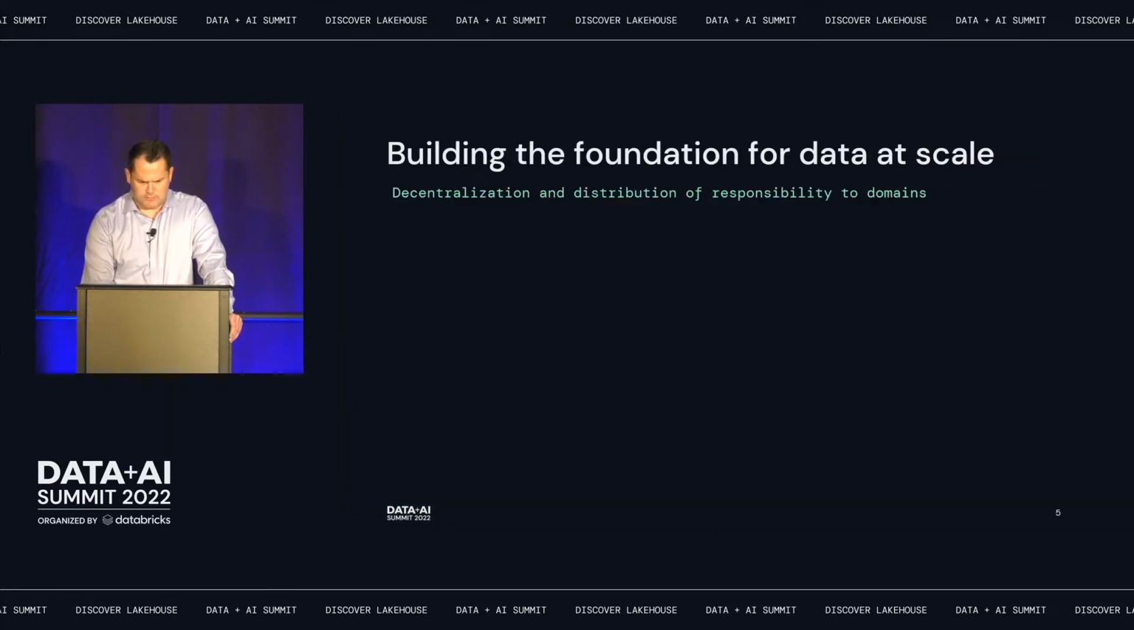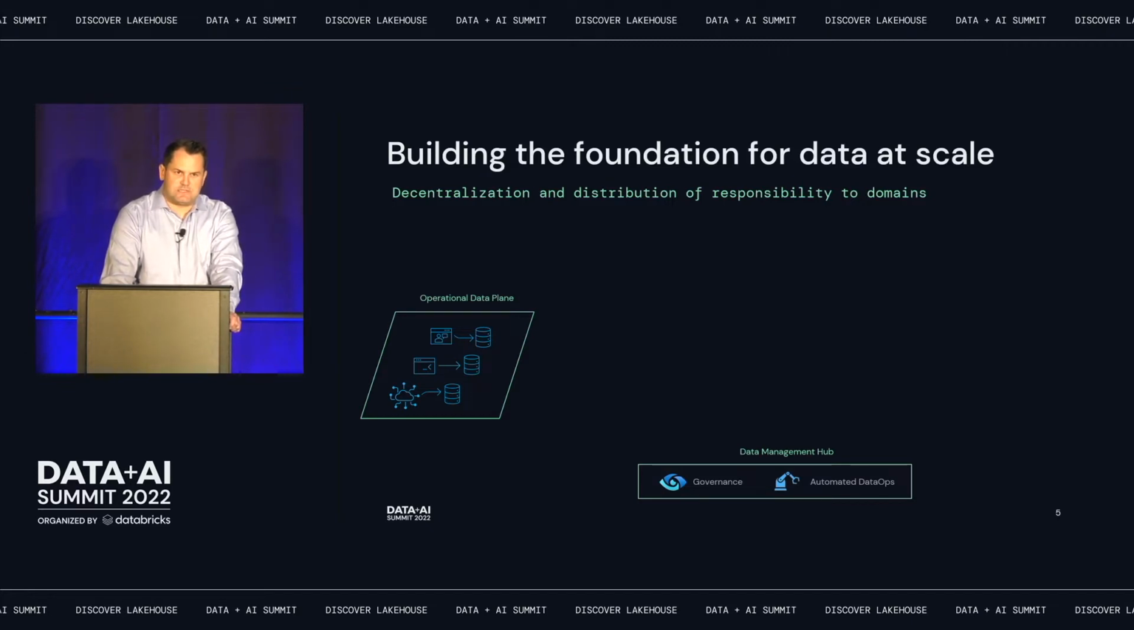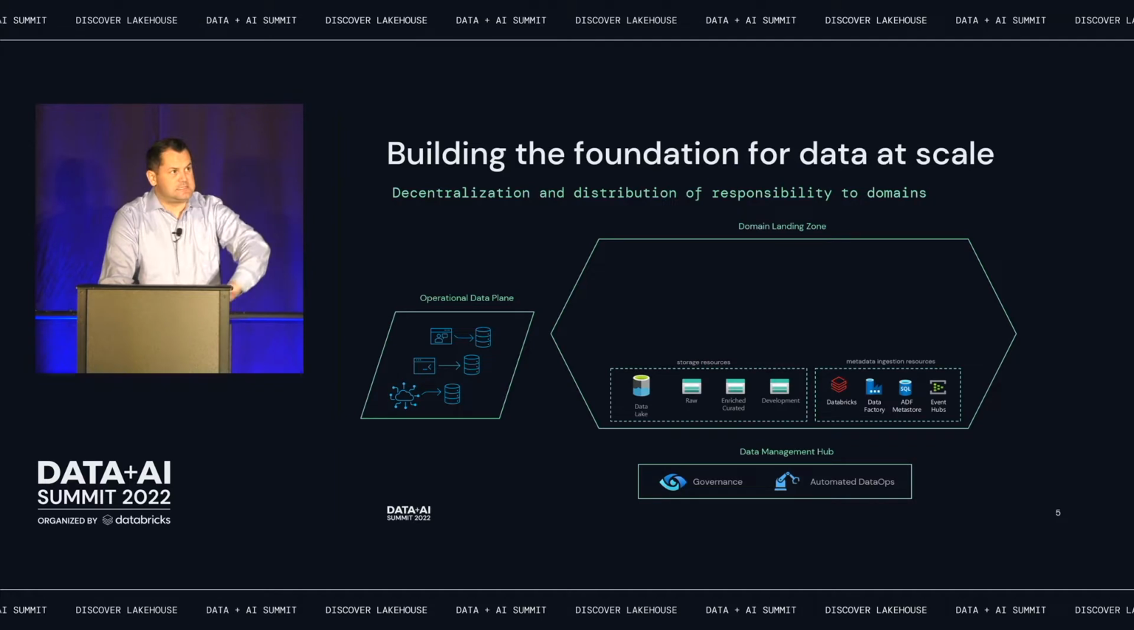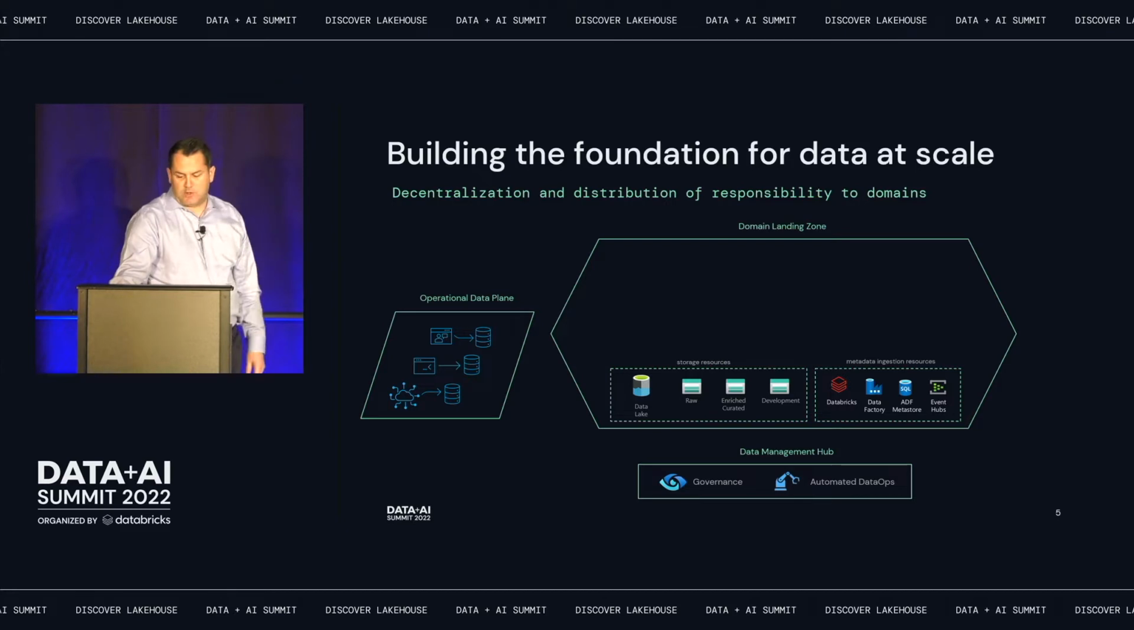So how do we build the foundation for data at scale? How do we enable this decentralization and distribution of responsibility to domains? Those operational data planes will continue to exist. There are two really fundamental building blocks to enable the decentralization of these estates. One is governance, and the other one is automated data operations. And I'll talk about it in a minute. These two functions are enabling scaling of a single platform to many platforms across the organizational landscape.